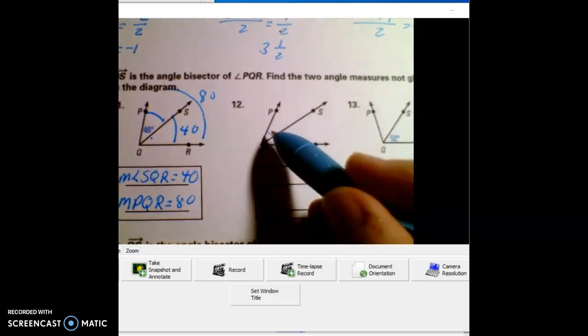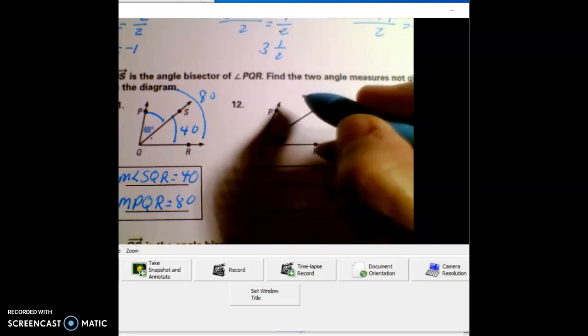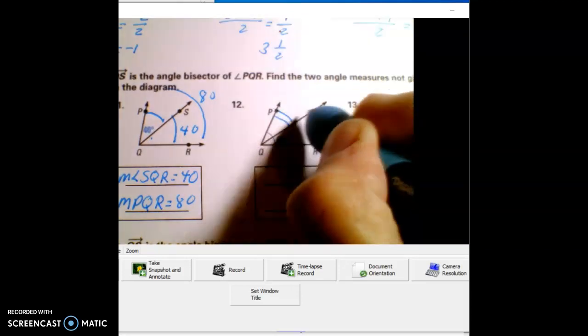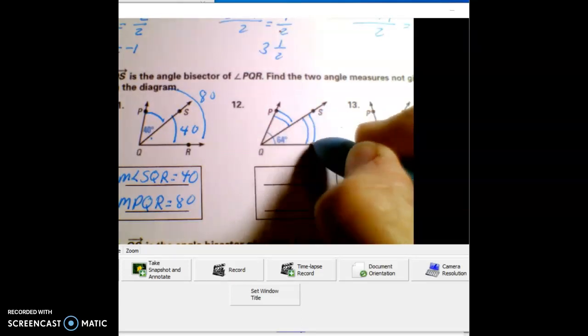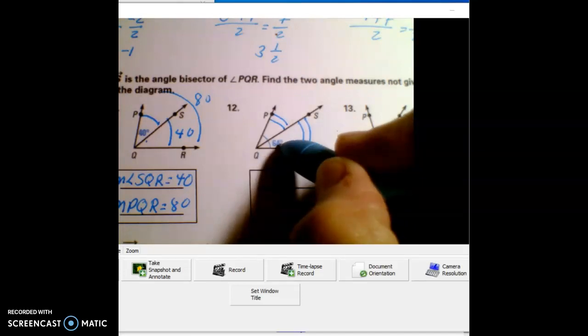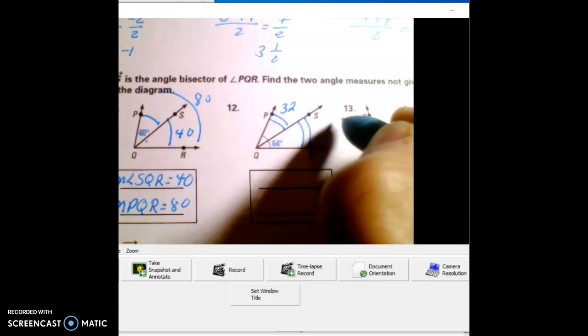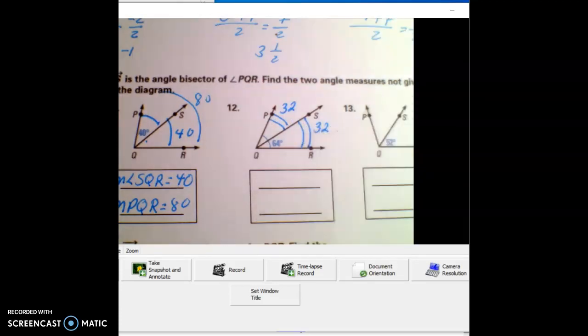This is showing you that the entire angle is equal to 64. So if this is equal to 64, then what's this small one and this small one? Well, they're equal to each other. They're the same. So if I take 64 and divide it by 2, I get 32. So then this must also be 32.